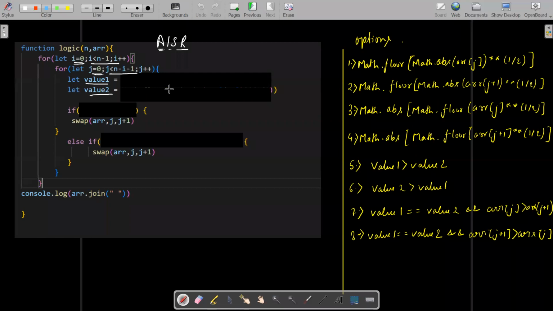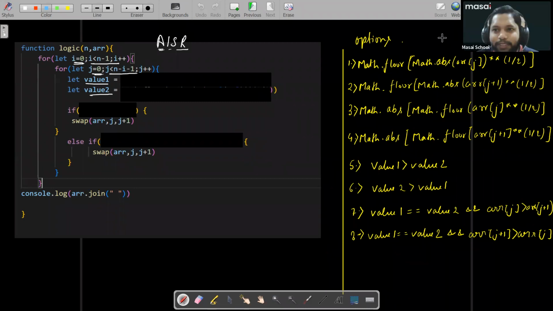The option is the third one: Math.abs, and here we are doing Math.floor. Oops. Dharmendra, you are incorrect, guys. The third is incorrect.